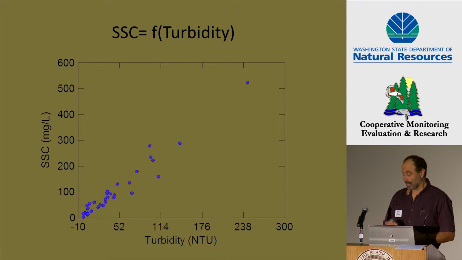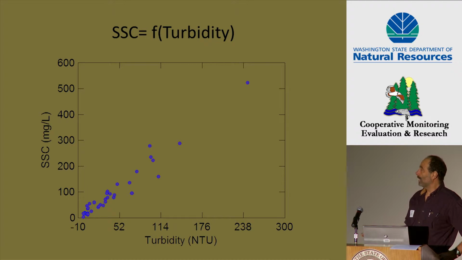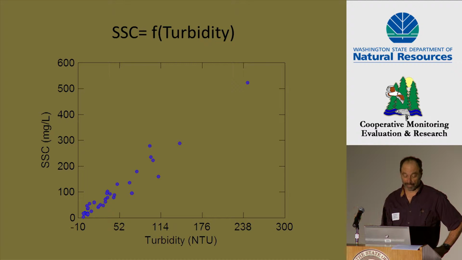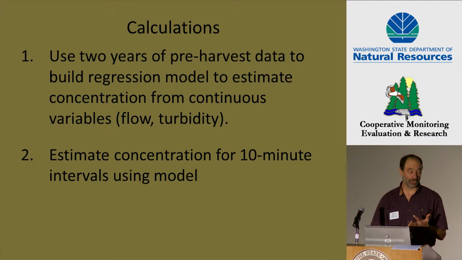Then the sample, you would take those suspended sediment concentration measurements you got from your water sample, and you could regress those against turbidity and come up with a way to predict what suspended sediment concentration is based on turbidity at those 10-minute intervals. And then you calculate load simply by doing a concentration times flow for each 10-minute interval. So again, we used the first 2 years of pre-harvest data to build these regression models to estimate concentration. This was originally developed for suspended sediment, but we also did the same thing with nitrate, total nitrogen, and with total phosphorus.